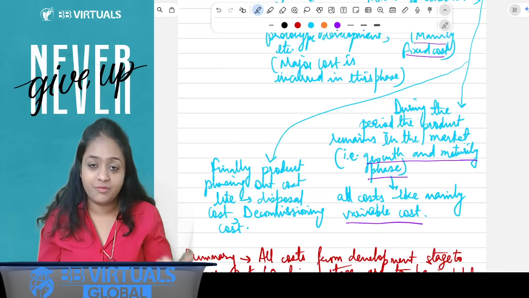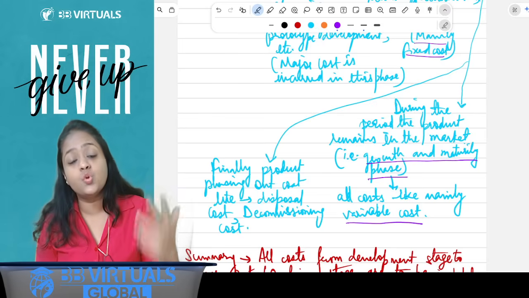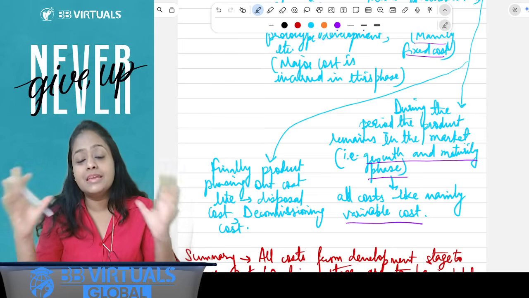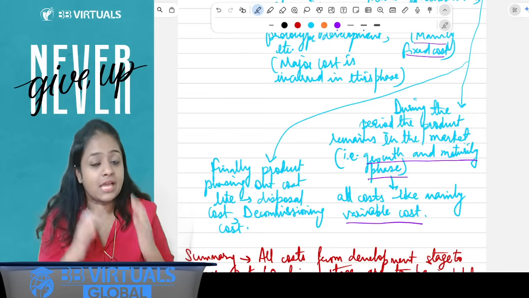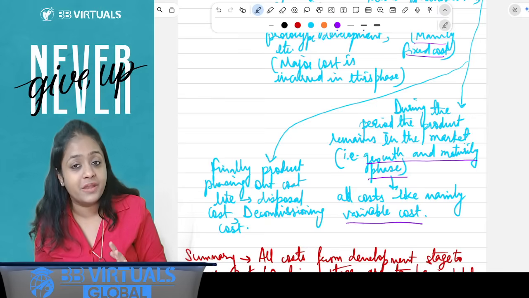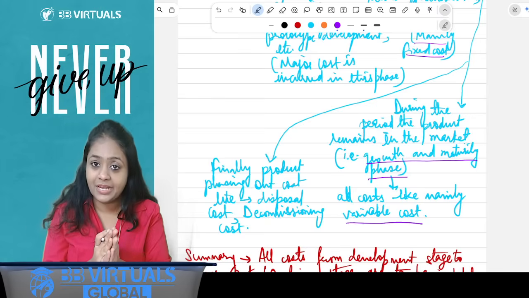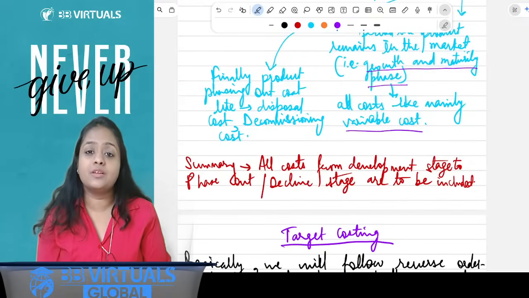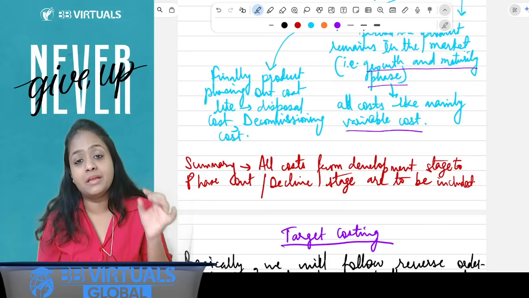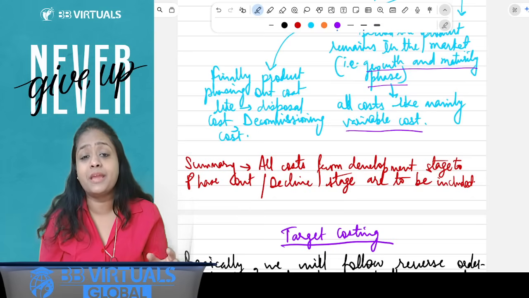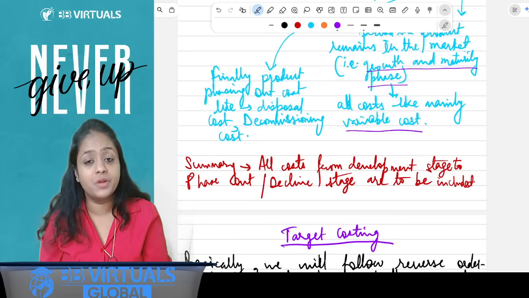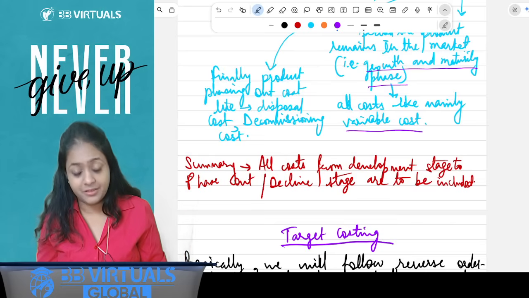So right from the development stage and design phase to the declining phase or the phasing out phase, everything will be accumulated, whether it's capital expenditure or revenue expenditure. Everything will be added together, and that will be your life cycle cost. To get the cost per unit, you'll divide it by the number of units that we expect the product to produce over that life cycle.